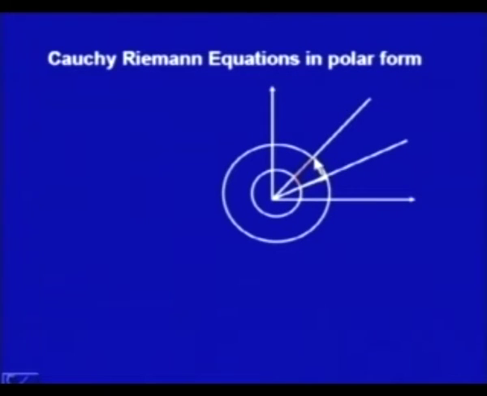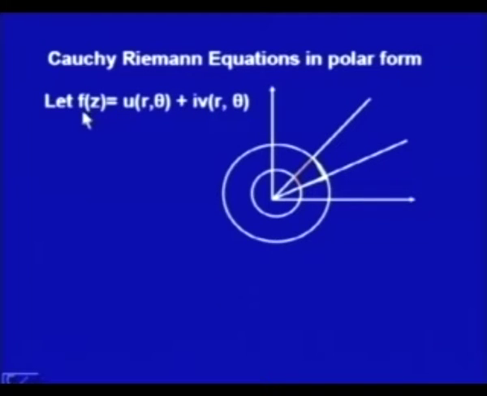So, if you have to take limit from this point to this point, then any number of paths can be taken to approach this point, but if I consider two different paths, one is along this circular path and then on radial line, that is path 1, and the other path is you move along the radial line first and then on this circle. So, you can approach from this point to this point in two different ways. So, if I consider these two different paths, I get the limit, and when the two limits are equated, what I get is CR equations in polar form.